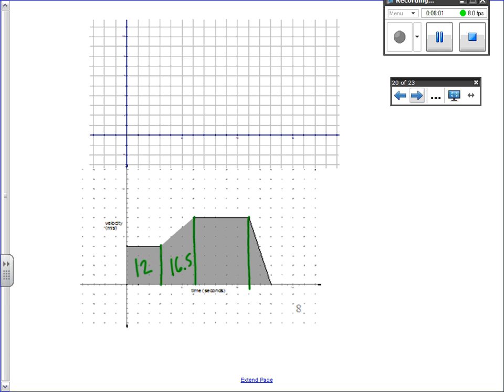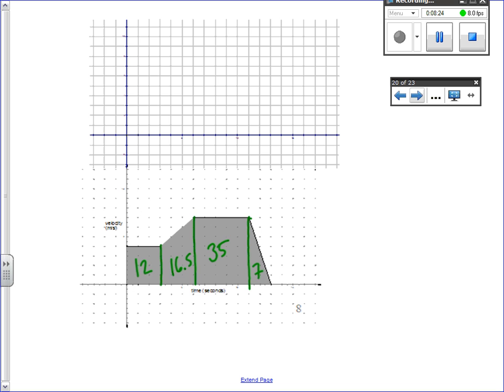So here we've got, let's see, 1, 2, 3, 4, 5 seconds, and a speed of 7 meters per second, so this is 35. And then this final triangle is 1, 2, times 7 times 1/2, so that's 7 meters.